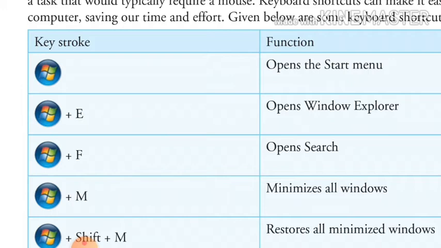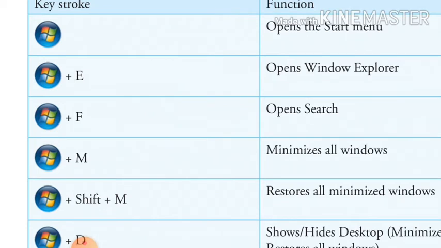And next is Windows plus F. It opens the search box. The search window will open. By using the search window you can search for any program, any file, any folder in the computer.